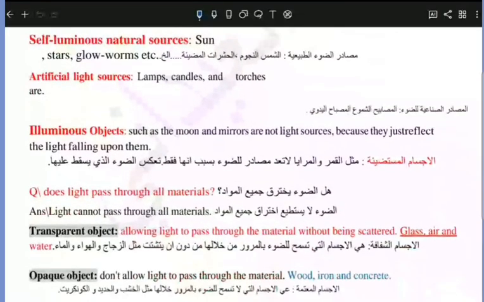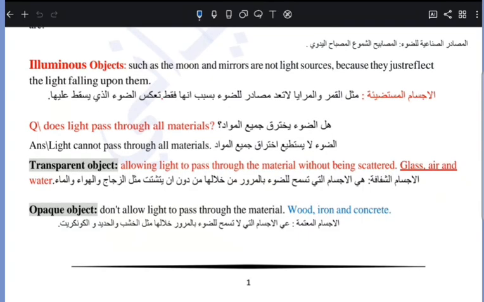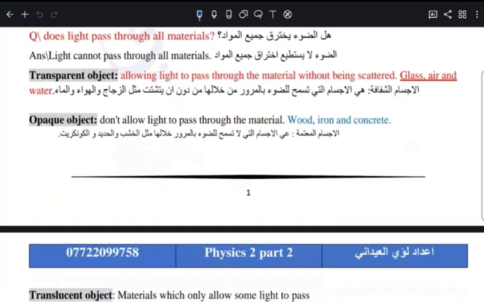What is an illuminated object? It is such as the moon and mirrors, which are not light sources because they just reflect light falling upon them. Does light pass through all materials? Light cannot pass through all materials.